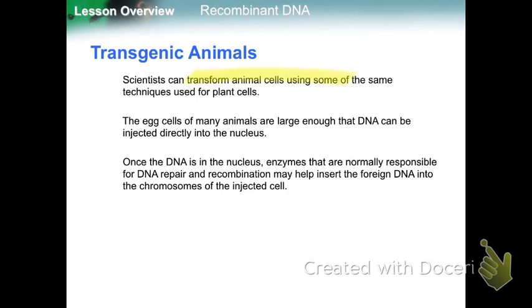With animal cells, some of the same techniques are used. The egg cells of many animals are large enough that DNA can be injected directly into the nucleus. Once it's there, enzymes that are responsible for DNA repair and recombination may help insert the foreign DNA into the chromosomes of the injected cell.